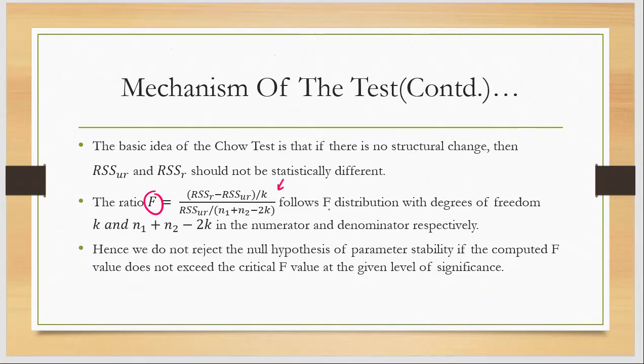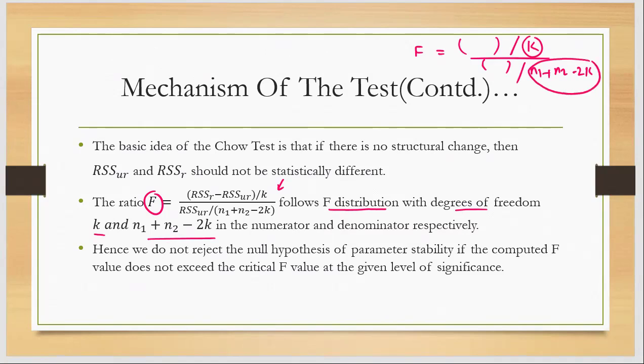Under H naught, this follows an F distribution with degrees of freedom K upon this. So we know in the F distribution, we will have something upon K in the numerator, and something upon N1 plus N2 minus 2K in the denominator. So what will be the degrees of freedom? This will follow an F distribution with K and N1 plus N2 minus 2K degrees of freedom. The numerator and denominator give you the degrees of freedom of the F statistic.